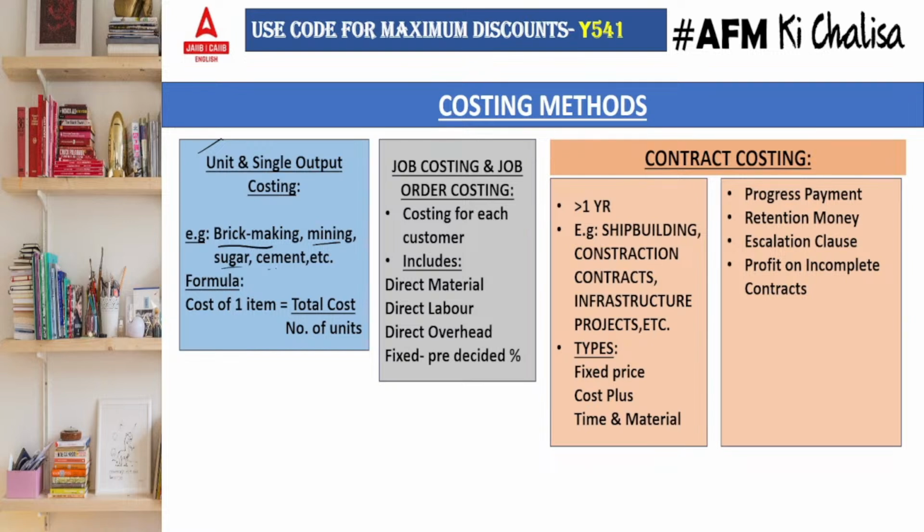Mining, sugar, one particular thing goes on, so that goes on forever. So what do you find? Total cost divided by the number of units that you have produced. This is simple. Then exclusive customization work is done in terms of job costing.